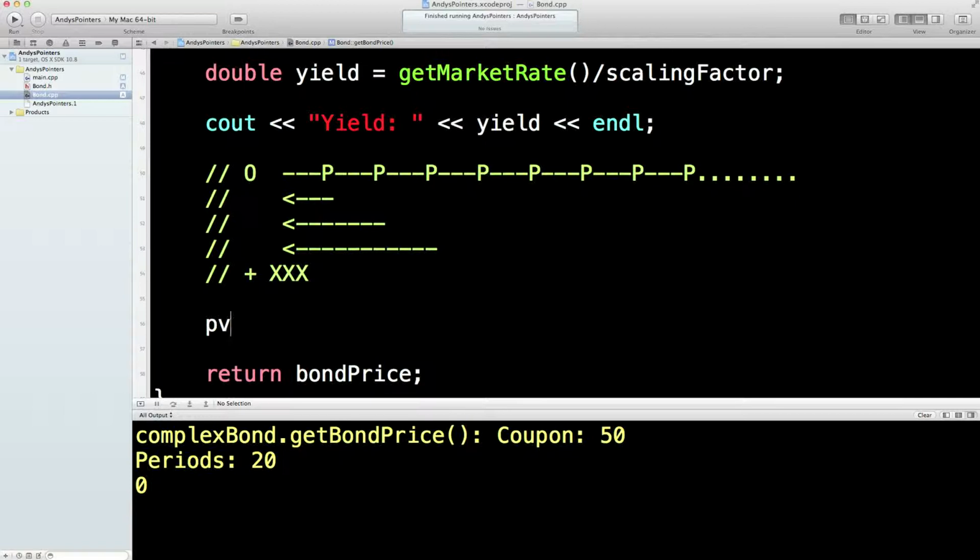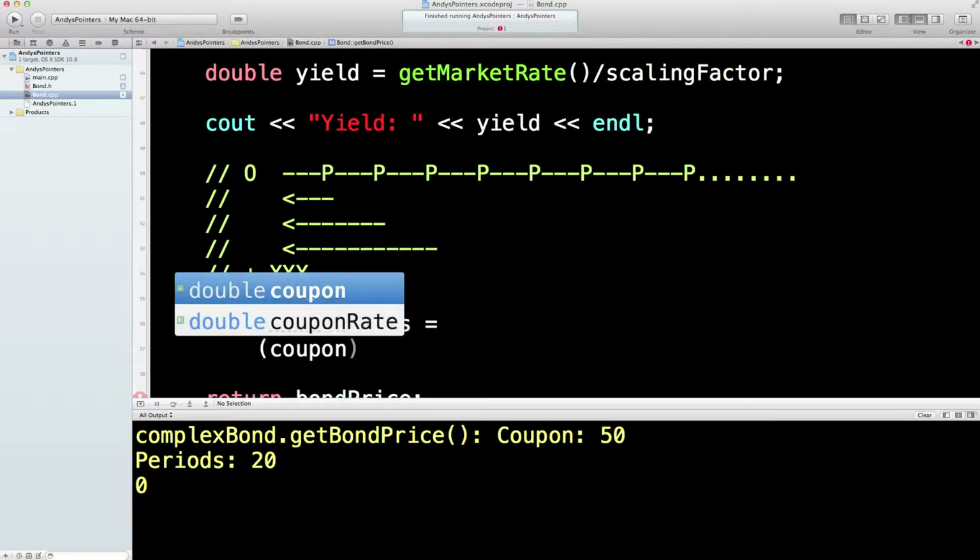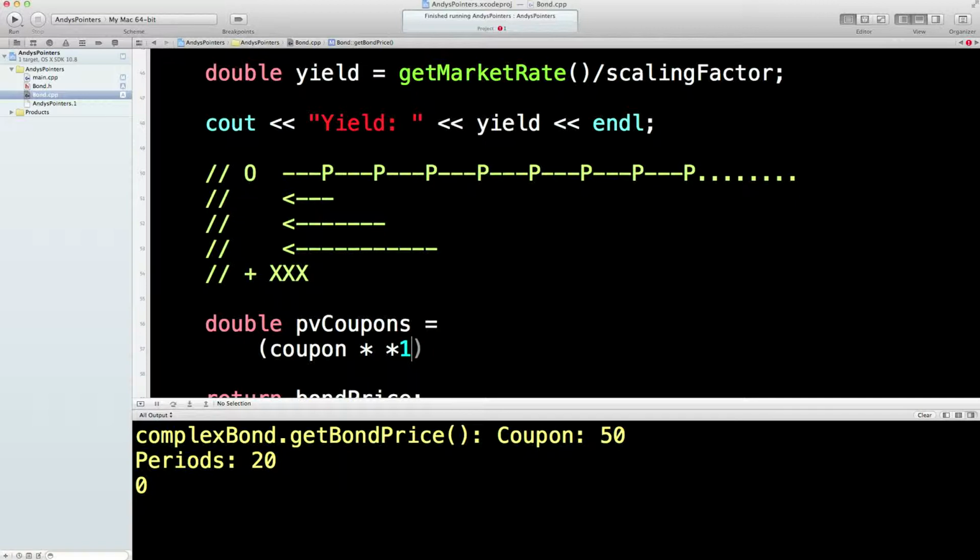We'll call that PV coupons, and that's equal to, oh, I haven't created a value there, so double PV coupons, and that's going to be equal to, you can work this out yourself later, it's just a little formula that's fairly standard. 1 minus the power of 1 plus the yield. Oh, did I type out the yield? We'll check the yield in a minute. And then that is raised to the power of minus the number of periods.